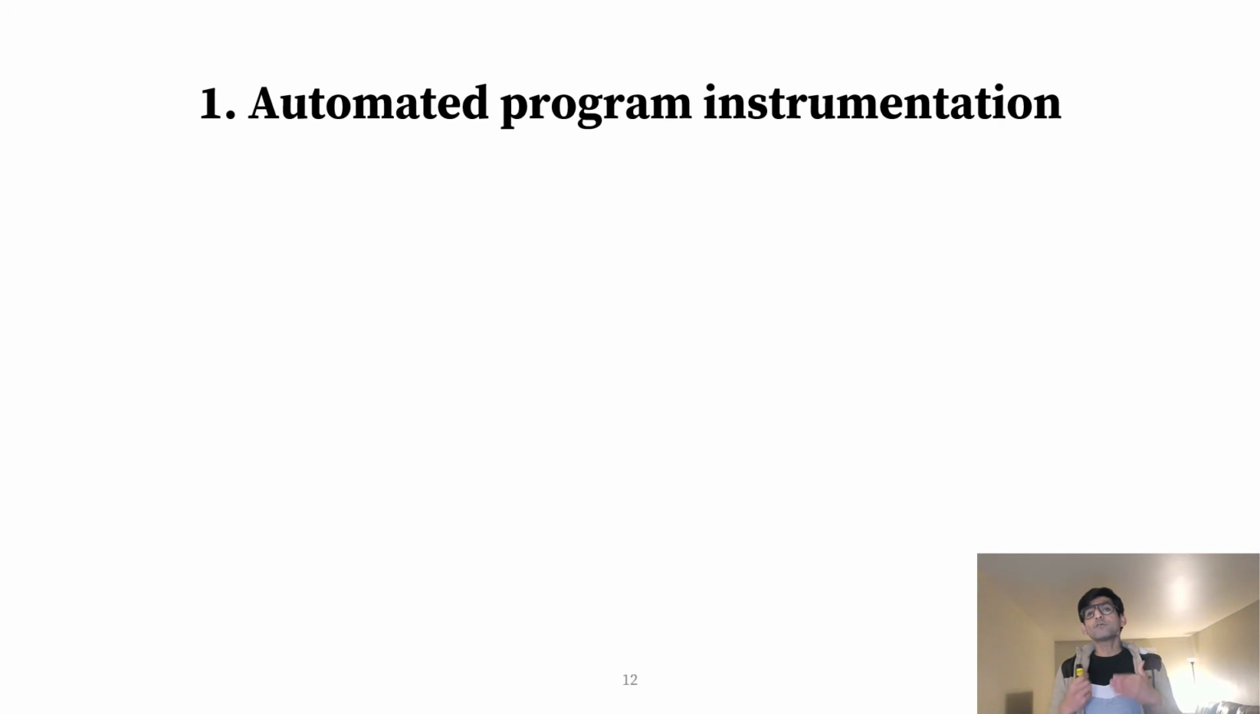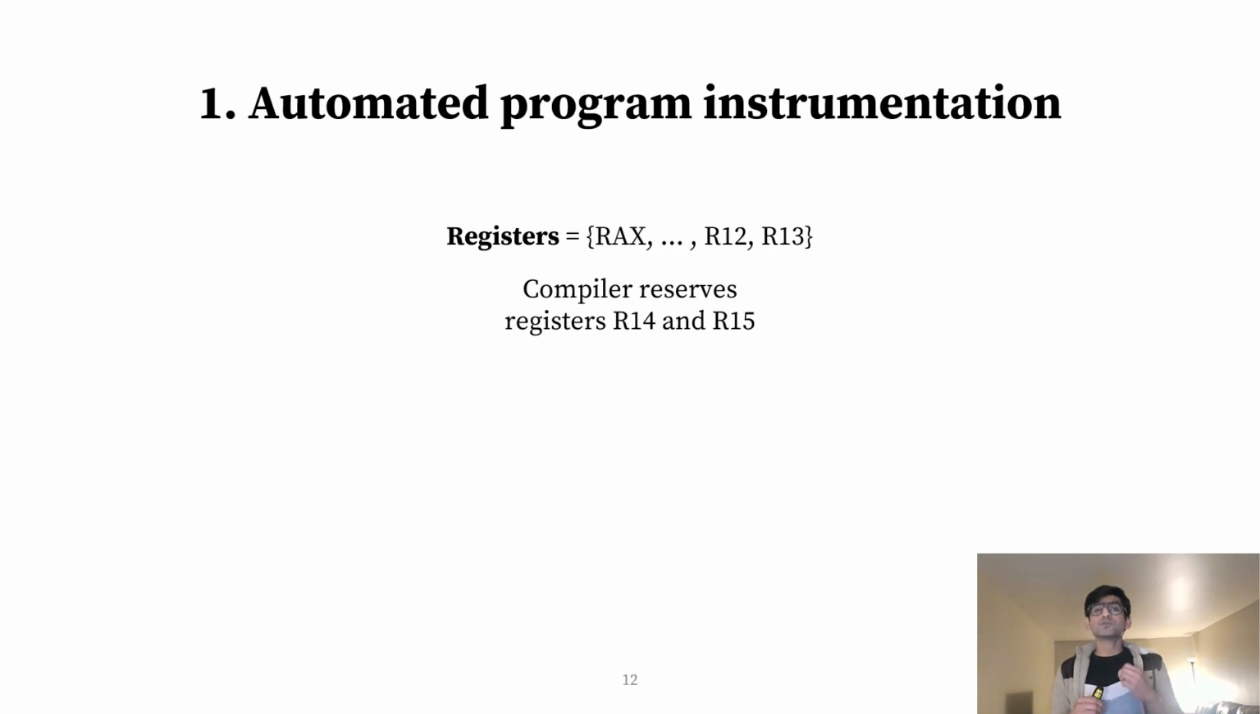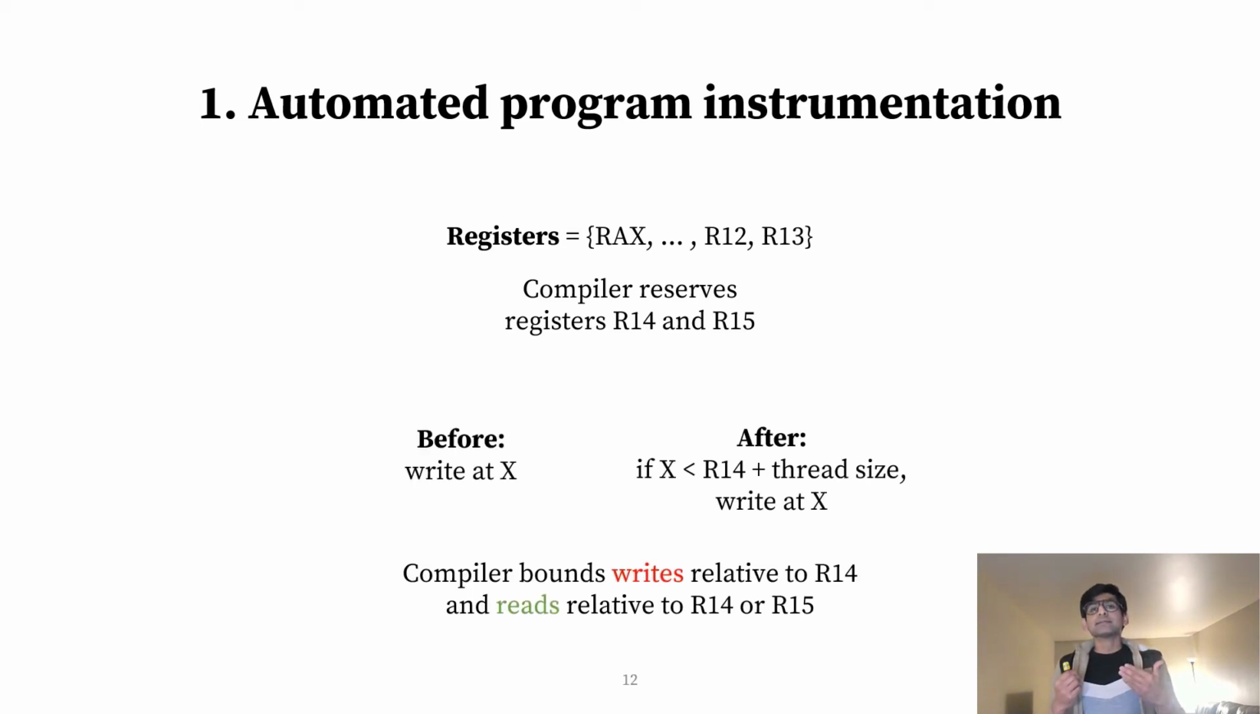For the sake of this talk, let's assume our instrumentation does only 2 things. First, it reserves the registers R14 and R15, so the compiler assumes that these registers are not available. Then, the compiler bounds the memory reads and writes of the program. It bounds the writes of the program relative to R14 and the reads relative to the reserved R14 or R15.